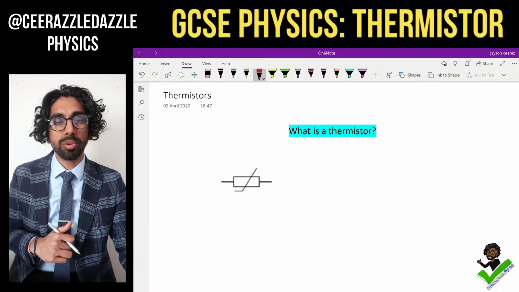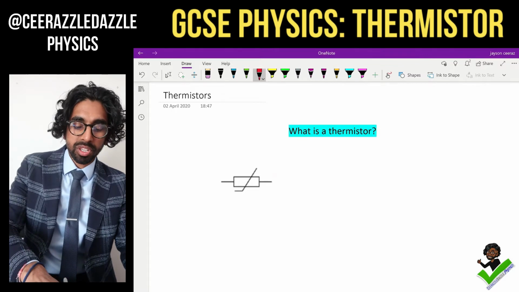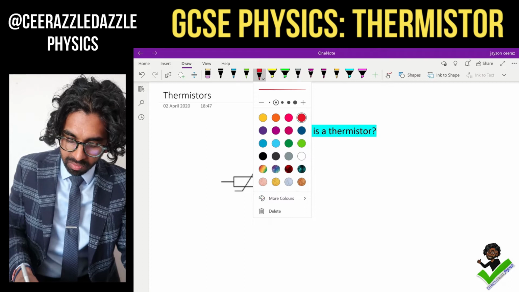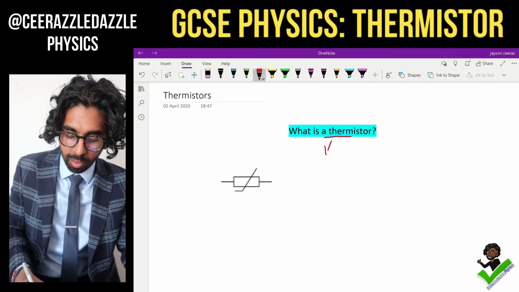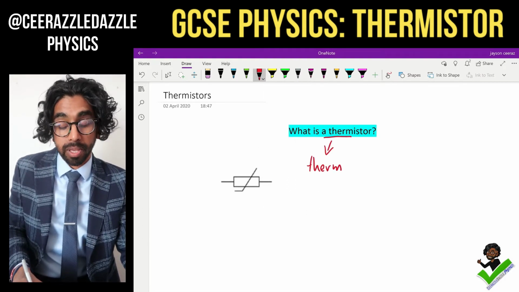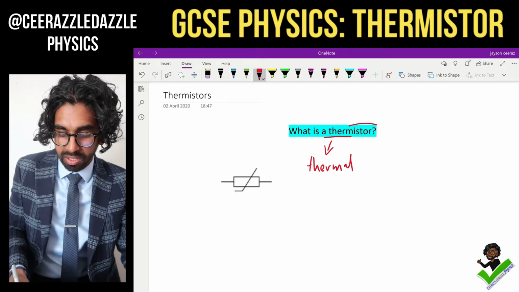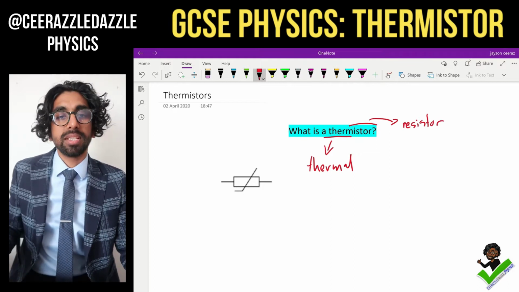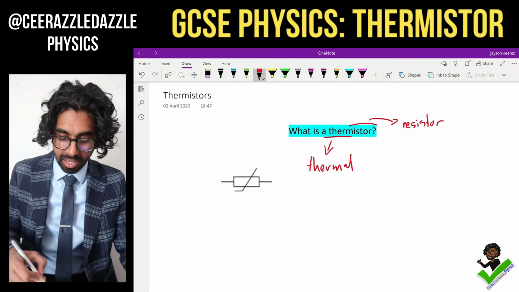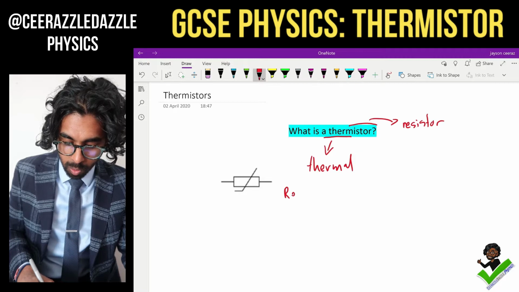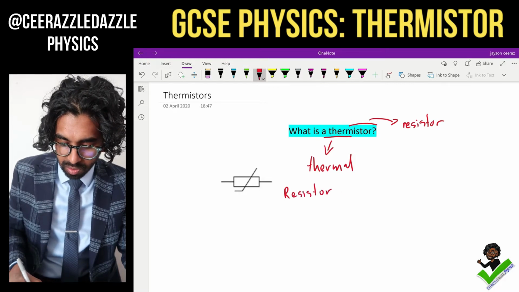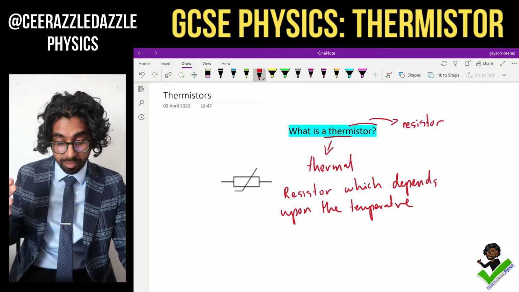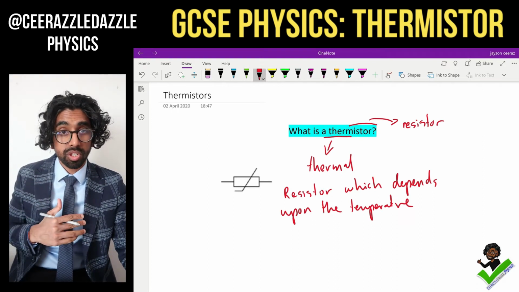In today's session, we're going to be talking about thermistors. So, what is a thermistor? Well, we can break that down into two different words. This bit over here stands for the word thermal. This bit, istor, stands for the word resistor. Basically, it's a thermal resistor. It's a resistor which depends upon the temperature. So as you change the temperature of the thermistor, the resistance will change.